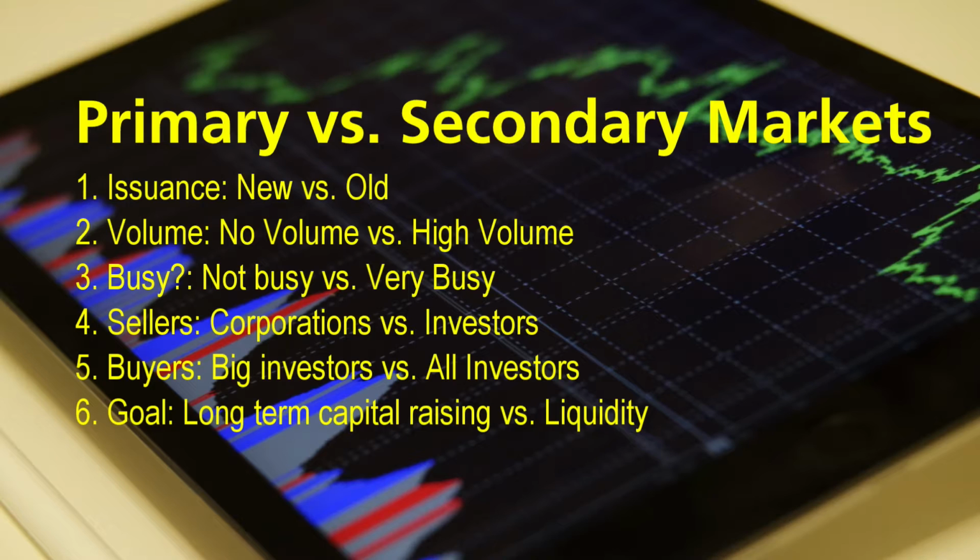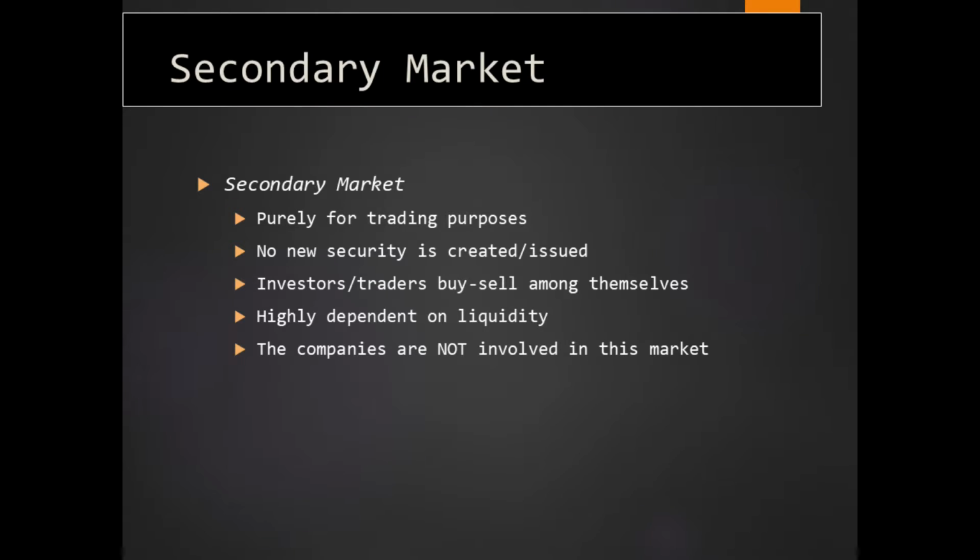But on the other hand, for the primary market, the buyers are investors such as institutions, hedge funds, pension funds, and underwriters. So pretty much all sorts of investors. In terms of objective, the goal of a primary market is to facilitate long-term capital raising. But the secondary market's goal is to support the primary market by providing liquidity and information.